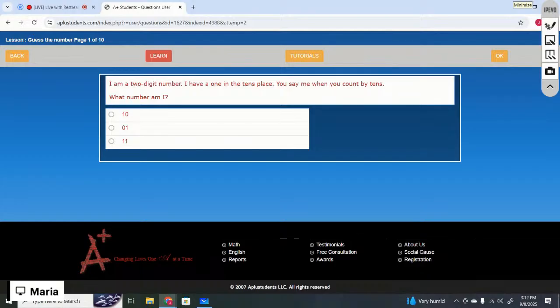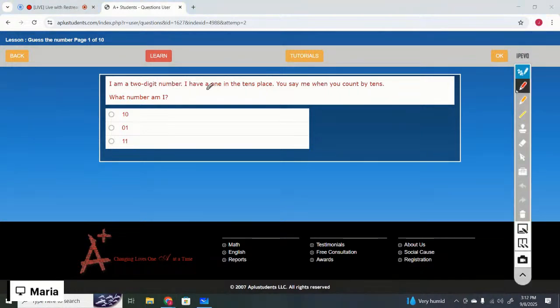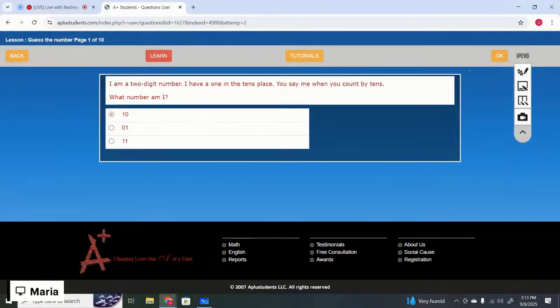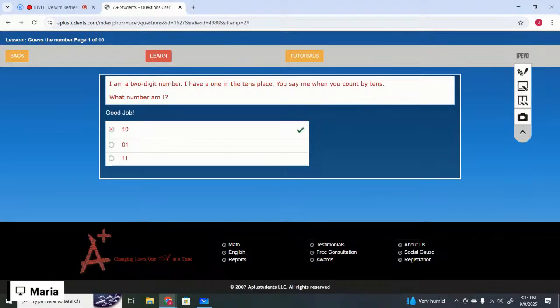I am a two-digit number. I have a 1 in the tens place. You say me when you count by 10. So that is a two-digit number and we have 1 at the tens place. You say me when we count by 10. So when we count by tens, we say 10. We don't say 1 or 11. Option number 1 is the correct option. 10 it is.